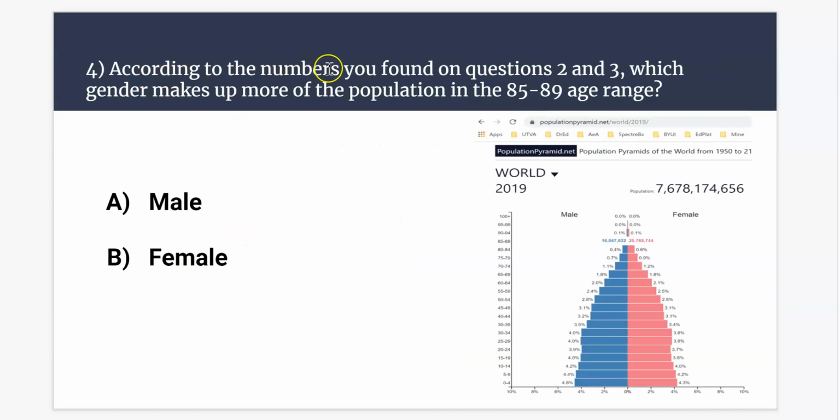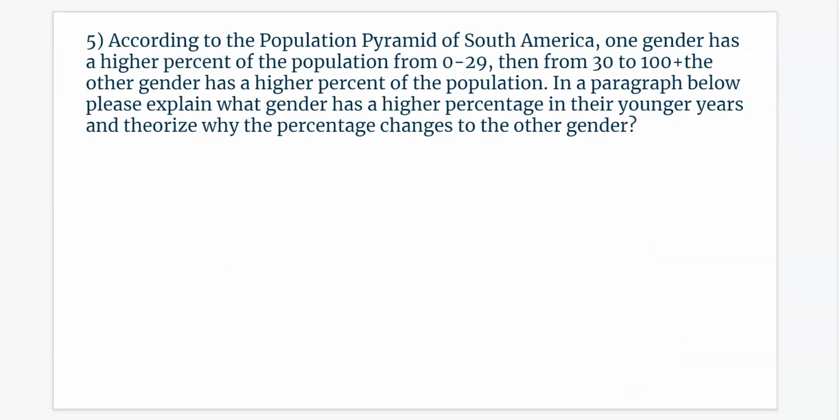It says, according to the numbers you found on questions 2 and 3, which gender makes up more of the population in the 85 to 89 age range? You can see here that, as I said, females make up more, so B would be your answer. Now remember, we're doing this one for the entire world, but you're going to be doing it for just a country or a continent, South America. So you got B right there.